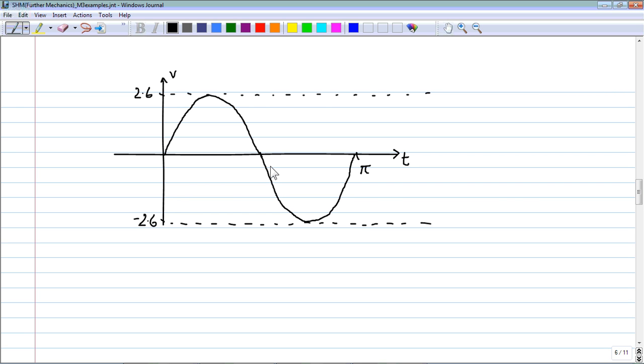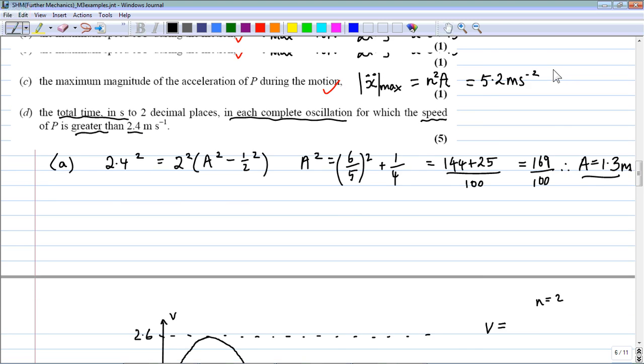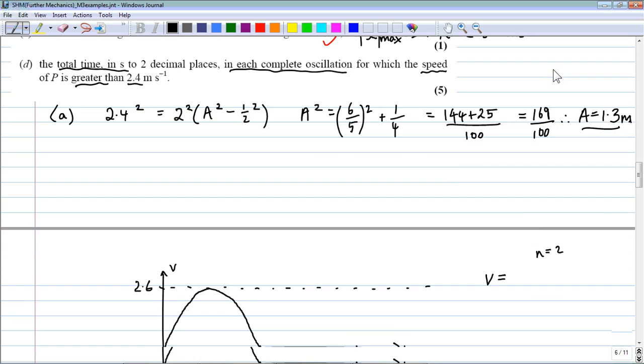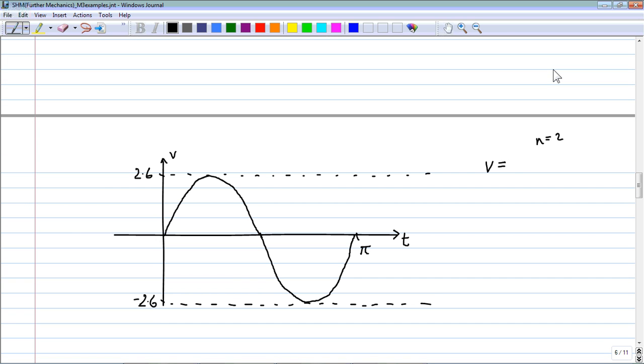So what I'm saying is that if we were to write velocity as a function of time, in this case, we know that the value of n was 2. The amplitude of the velocity sine wave is 2.6. The n is 2, so I can write something like 2.6 sin 2t.